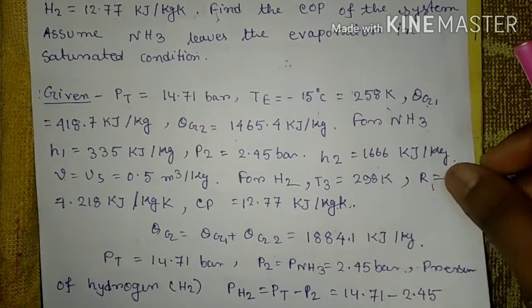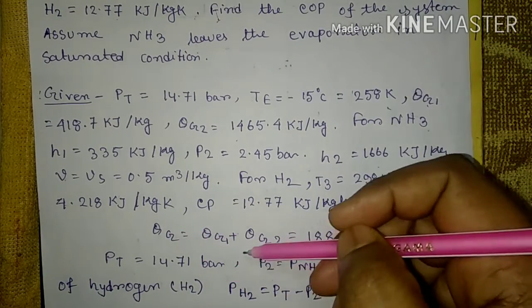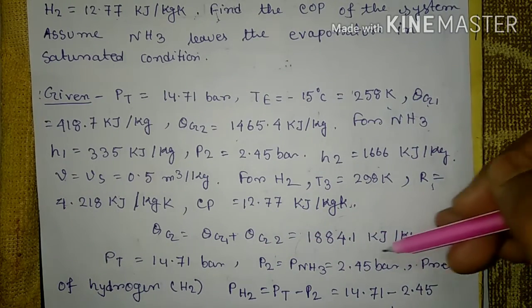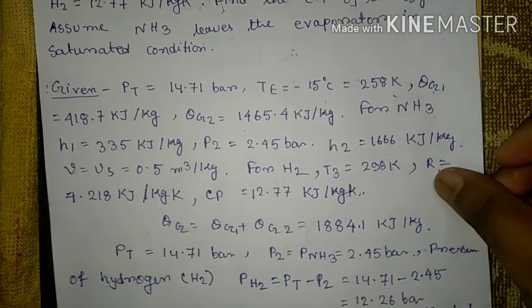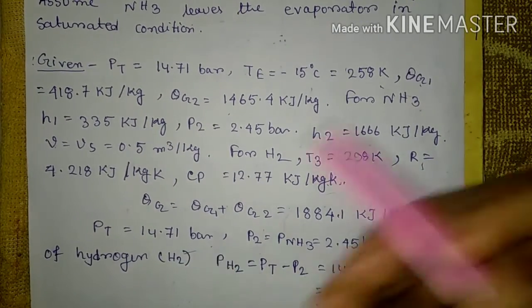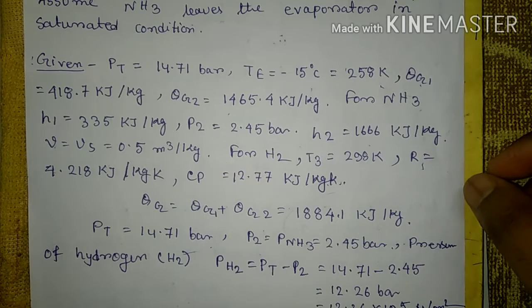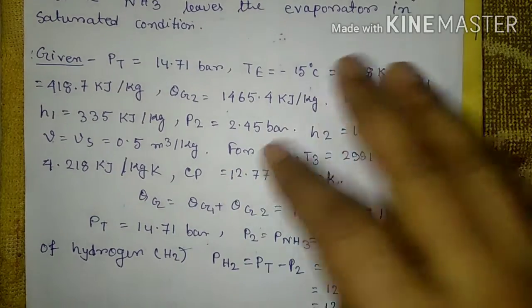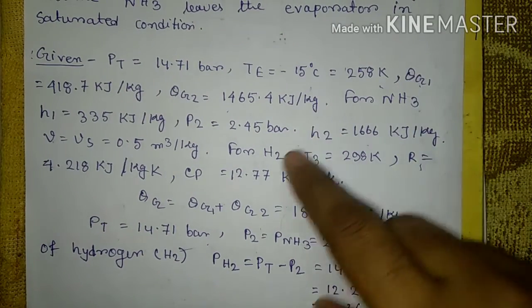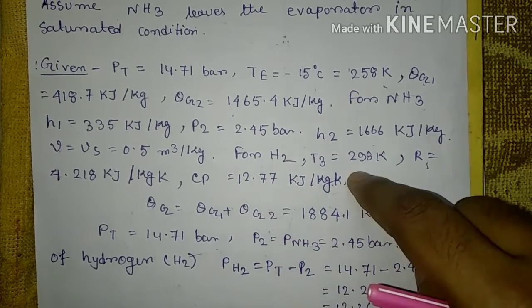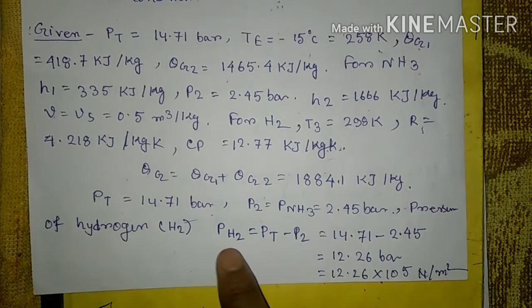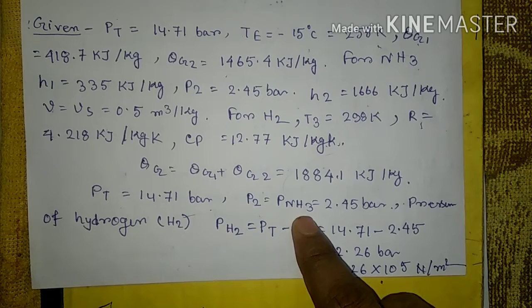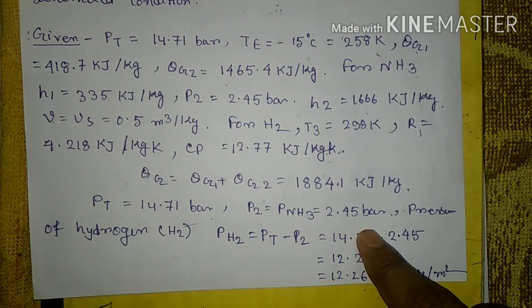As given in this numerical, the total heat Qg is equal to Qg1 plus Qg2, that is 1884 kilojoule per kg. Now the total pressure is 14.71 bar. As you know, in this system the ammonia and hydrogen are both present in the evaporator. So if the total pressure is given, that means the pressure of ammonia and the pressure of hydrogen are given. So Pt is equal to P2 plus pH2, where P2, the NH3 pressure, is given as 2.45 bar.